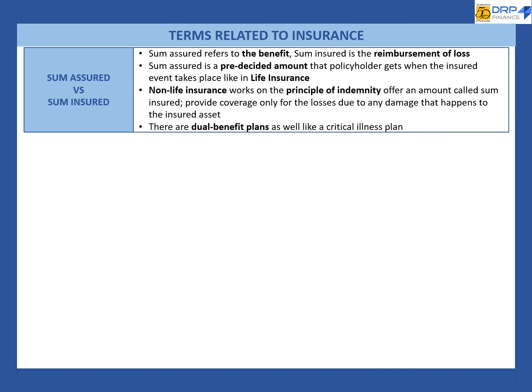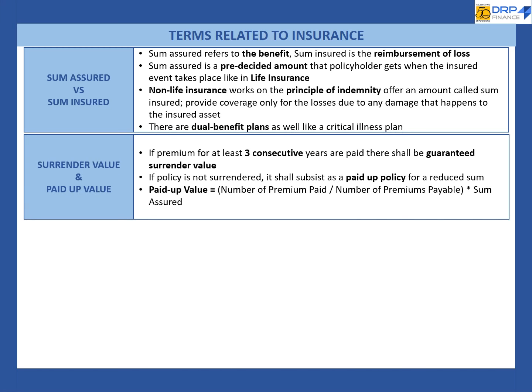Next, we have surrender value and paid up value. If premiums for at least 3 consecutive years are paid, there shall be a guaranteed surrender value. If the policy is not surrendered, it shall subsist as a paid up policy for a reduced sum in case further premiums are not paid. Paid up value is equal to number of premiums paid divided by number of premiums payable, into sum assured. Next, we have riders or add-on covers.